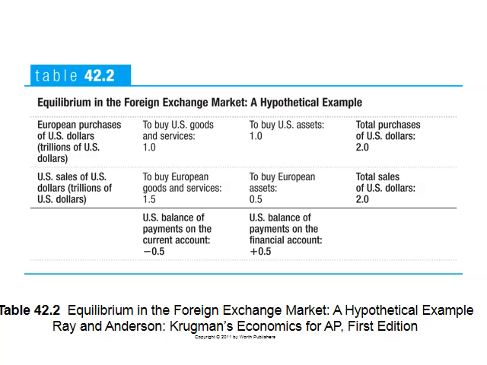The first row shows European purchases of U.S. dollars, either to buy U.S. goods or services or to buy U.S. assets such as real estate or shares of stock in U.S. companies. The second row shows U.S. sales of U.S. dollars, either to buy European goods and services or to buy European assets. At the equilibrium exchange rate, the total quantity of U.S. dollars Europeans want to buy is equal to the total quantity of U.S. dollars Americans want to sell.